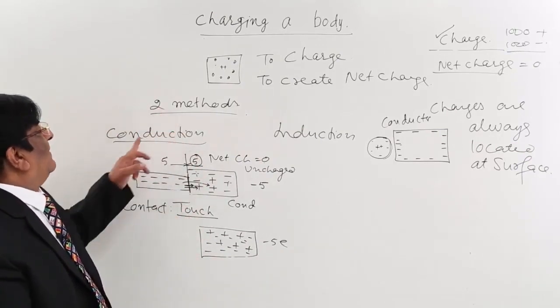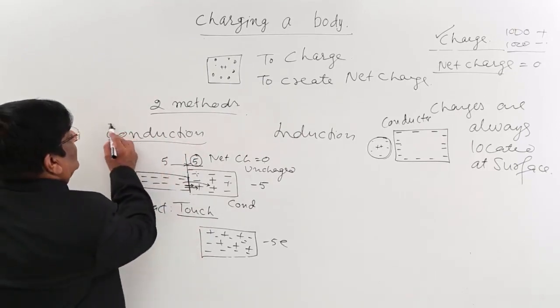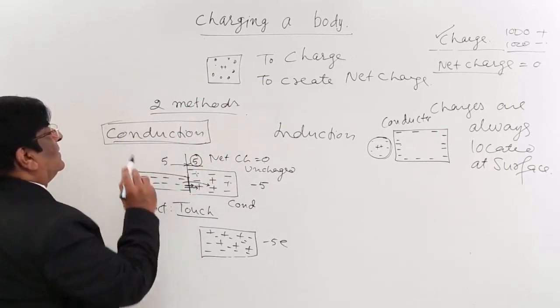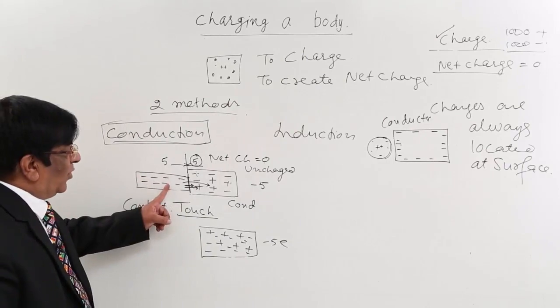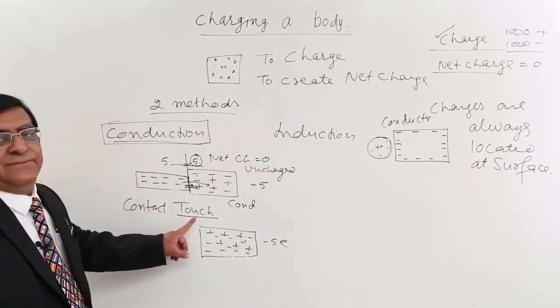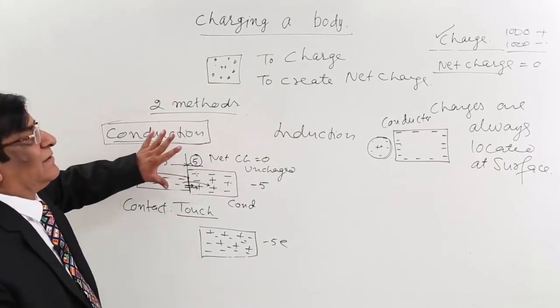So this one method is conduction. So for conduction, what is the requirement? A charged body and a contact. This is charging by conduction.